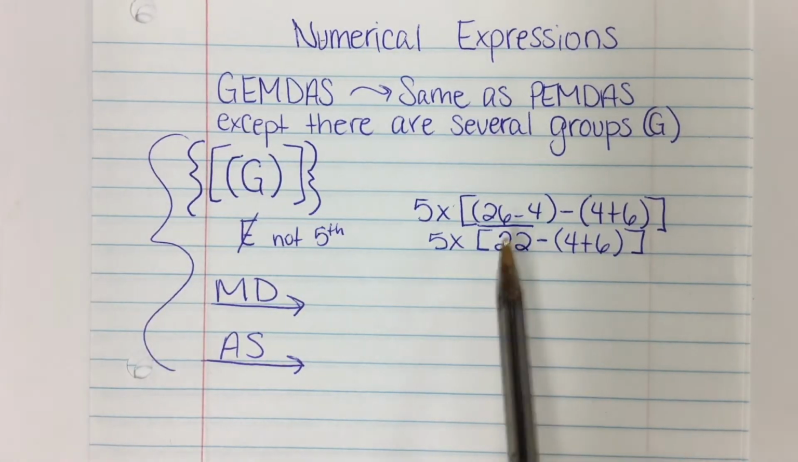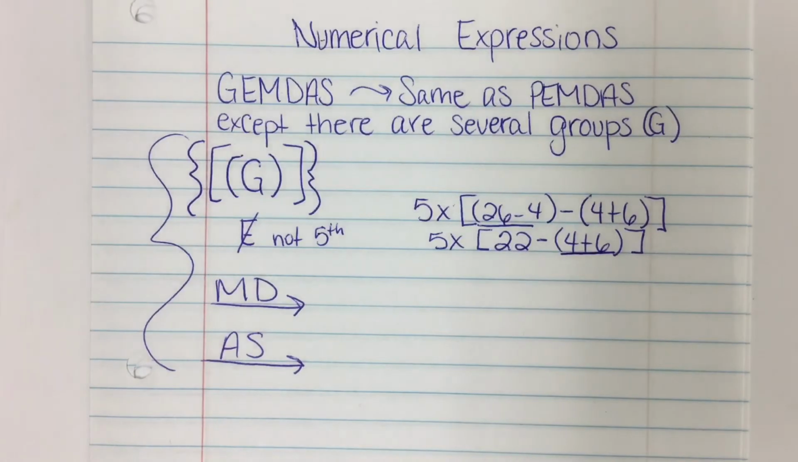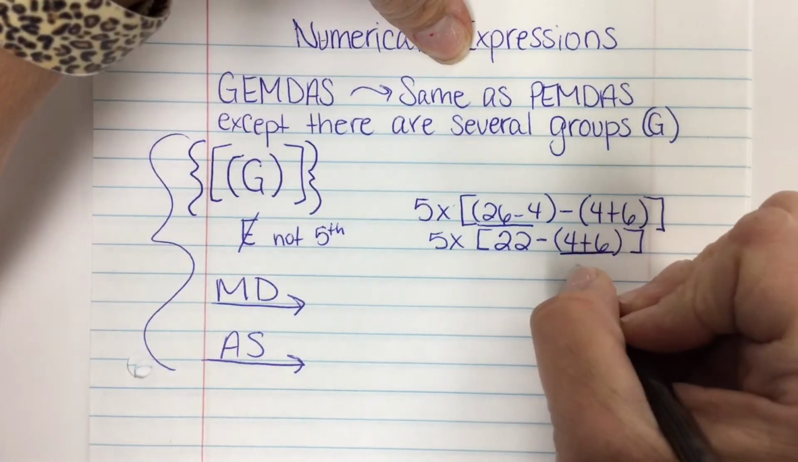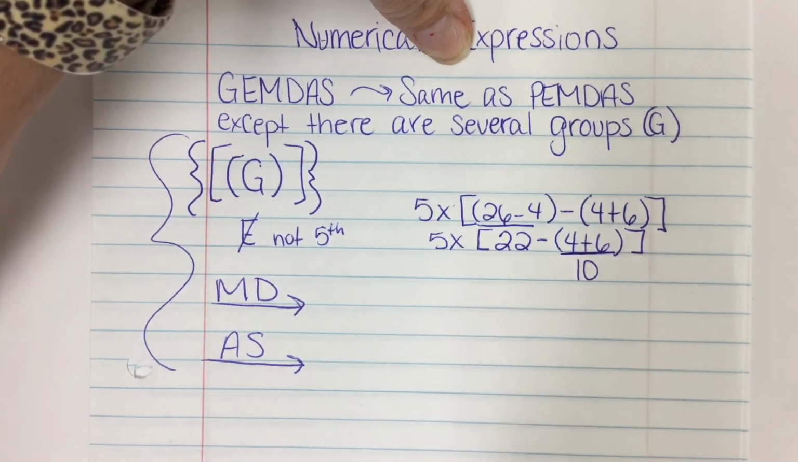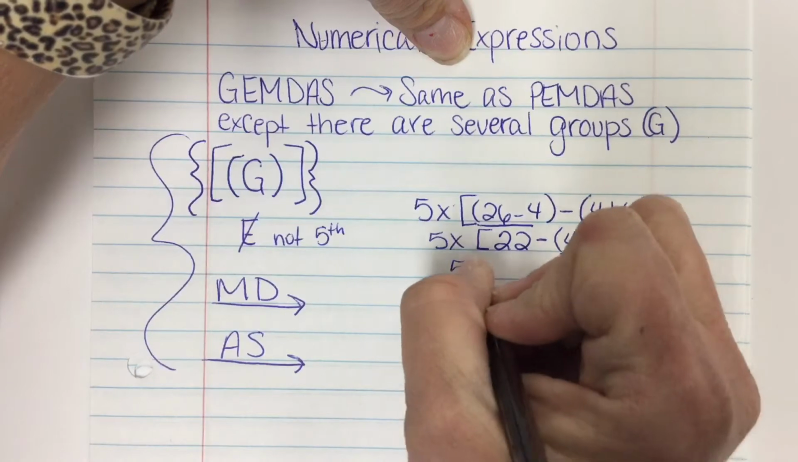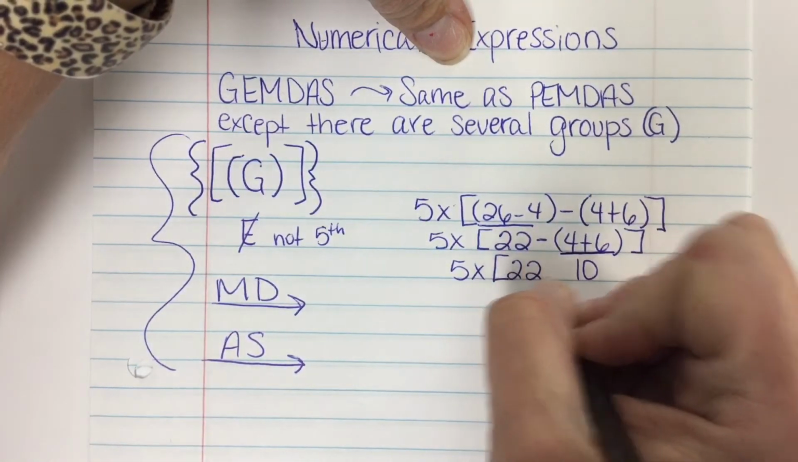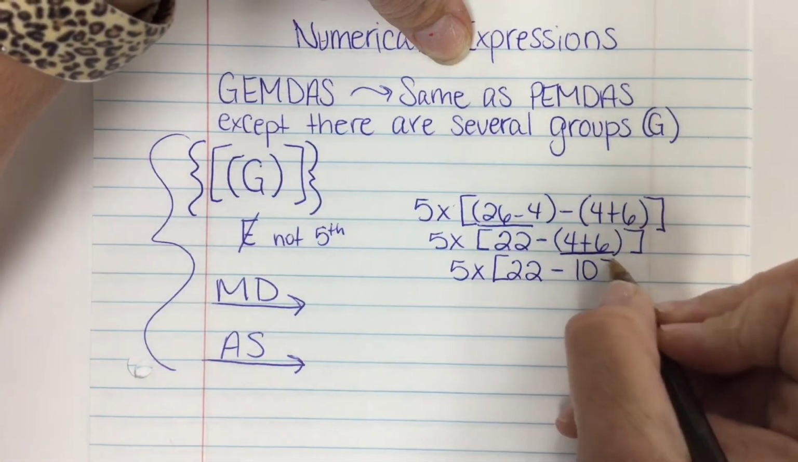So I still have the bracket, and inside of the bracket, I still have parentheses. So I have to now solve that, 4 plus 6. So 6 plus 4, or 4 plus 6, is 10. Everything that I didn't underline is going to fall down to the next line. 5 times bracket 22 minus 10, which was the answer to the parentheses, close the bracket.